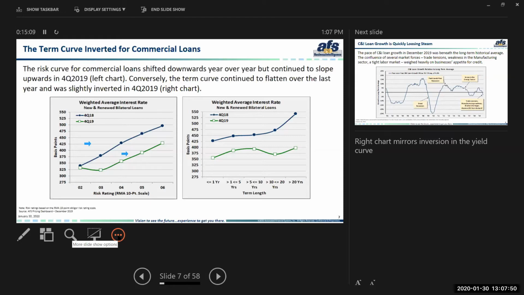It's a different story for the chart on the right. Last quarter, we reported the term curve was flattening. That trend intensified in 4Q, with rates on loans with a 10-year duration falling beneath the rates on loans with shorter term lengths. Visually, the overall contour of the curve is much flatter in 4Q19, which mirrors the recent flattening of the Treasury yield curve. As we saw last quarter, the longer duration loans are not offering the same premium they once did.